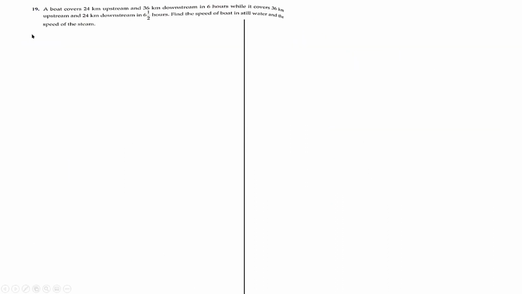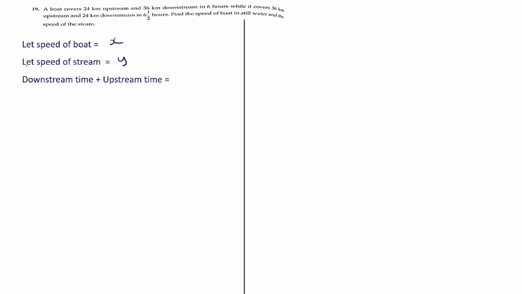Last question. A boat covers 24 km upstream and 36 km downstream in 6 hours, while it covers 36 km upstream and 24 km downstream in 6.5 hours. Find the speed of boat in still water and speed of stream. So again it is a similar question. So let us take speed of boat as x and speed of stream as y.